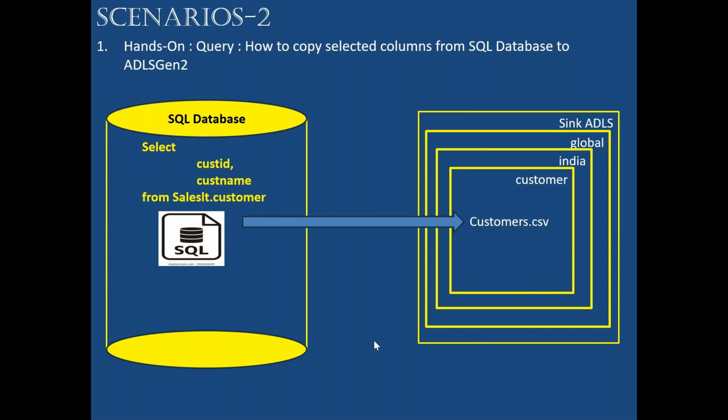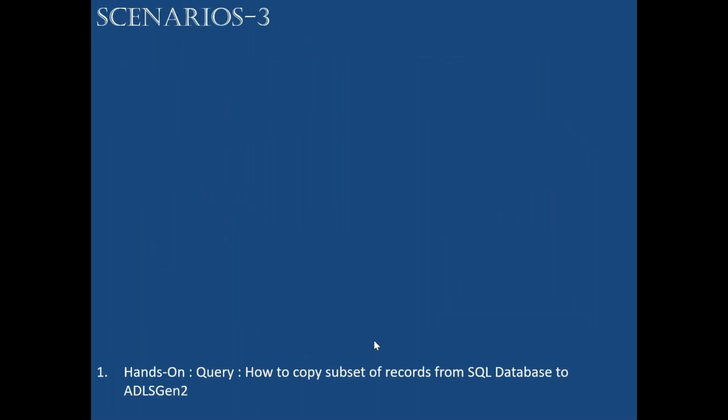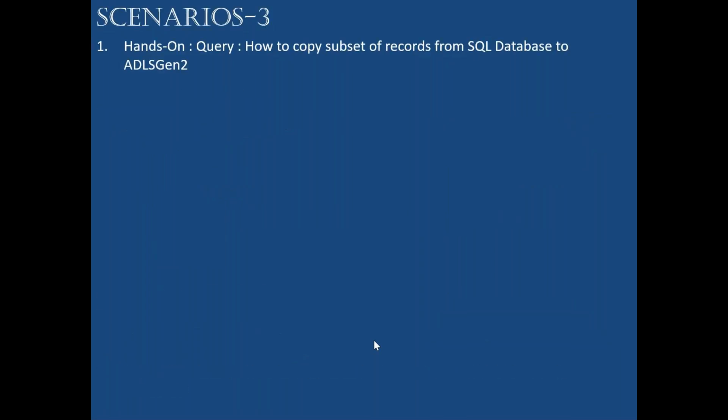First scenario, table option, entire data loaded. Second scenario, we are selecting only the required columns instead of taking the entire data from the customer table. The third scenario, again query only, how to copy a subset of records from SQL database to ADLS Gen2. Subset of records means, as I mentioned, we have different locations. Customers are spread across multiple locations.